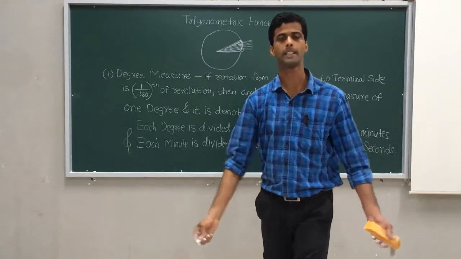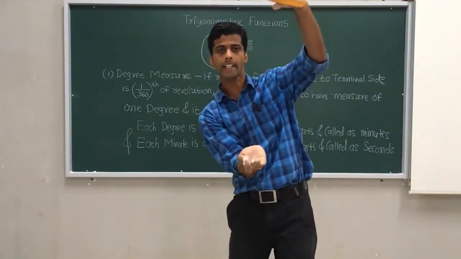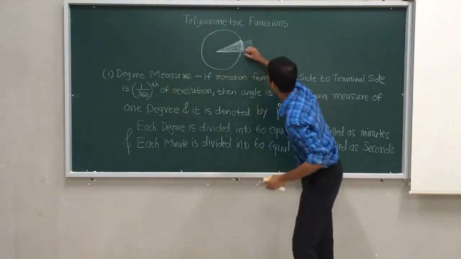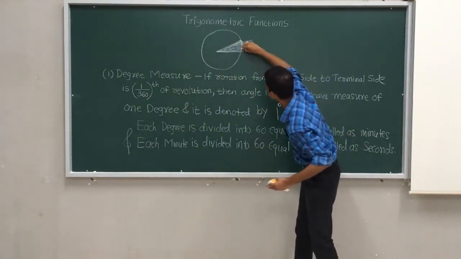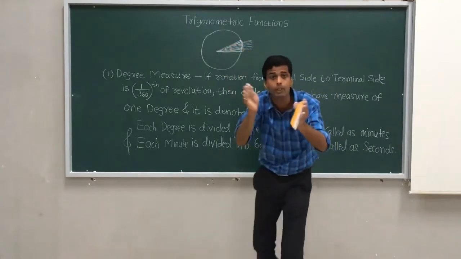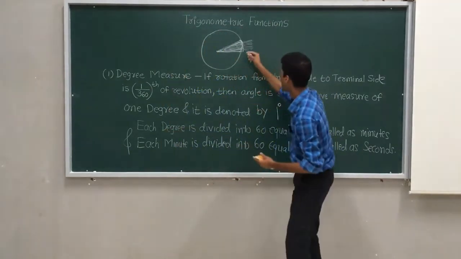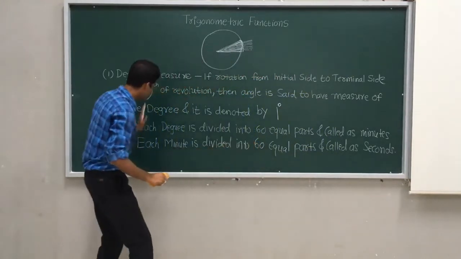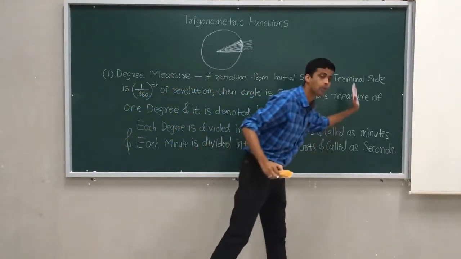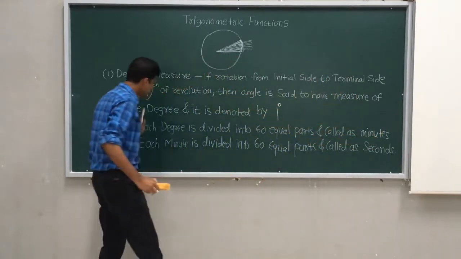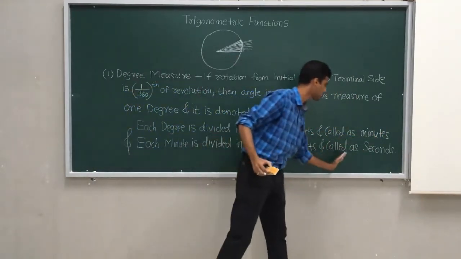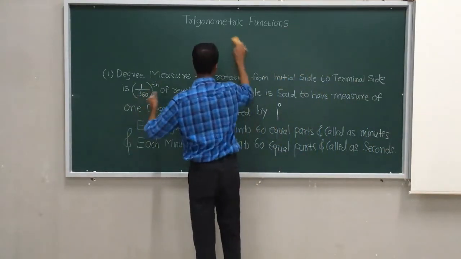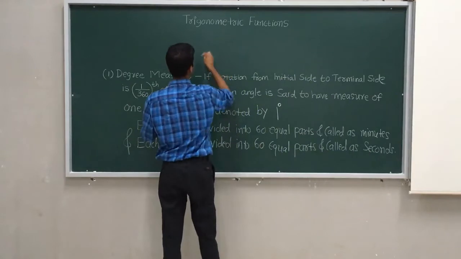Got my point? They divided 1 degree into 60 equal parts. Again, they have taken 1 minute and divided that minute into 60 equal parts. Just imagine how small the part is. Therefore, each degree is divided into 60 equal parts called minutes, and each minute is divided into 60 equal parts called seconds. I will draw one more diagram to give you clarity.